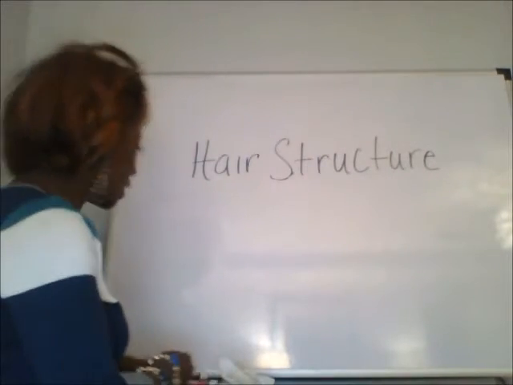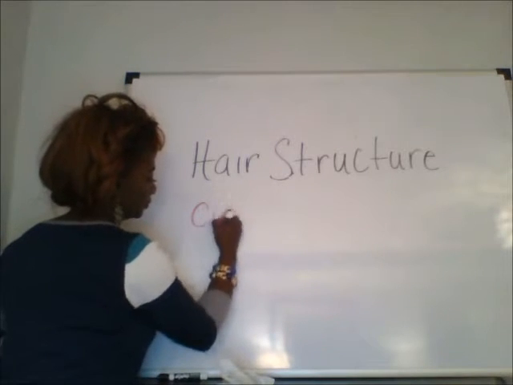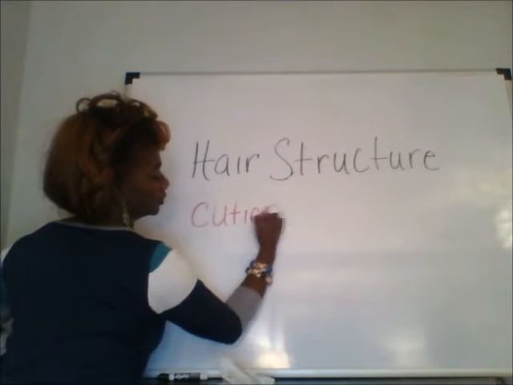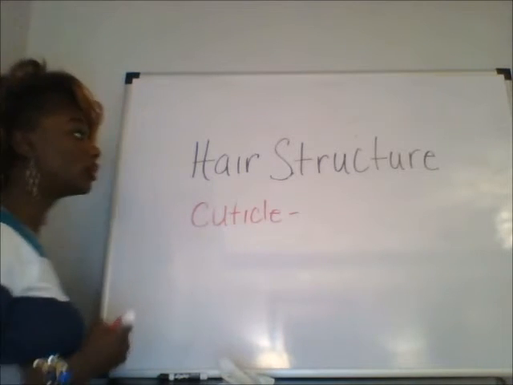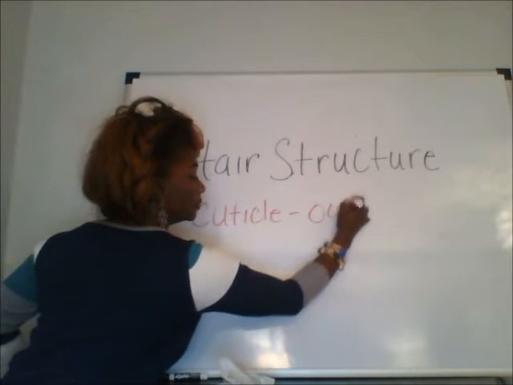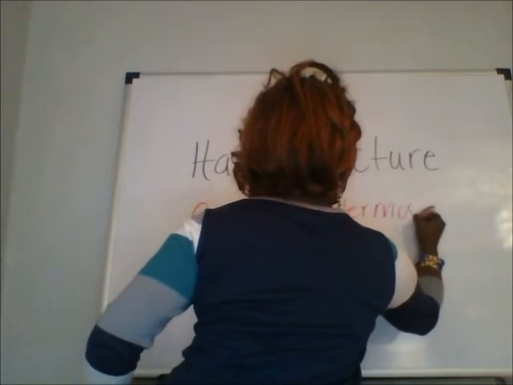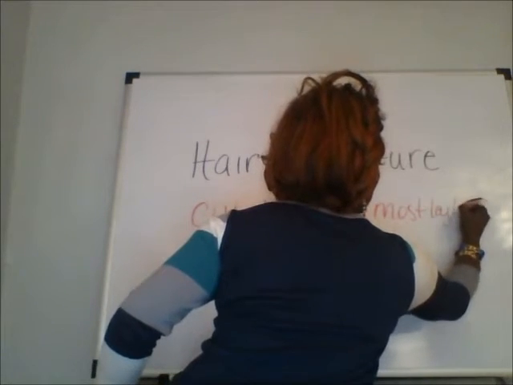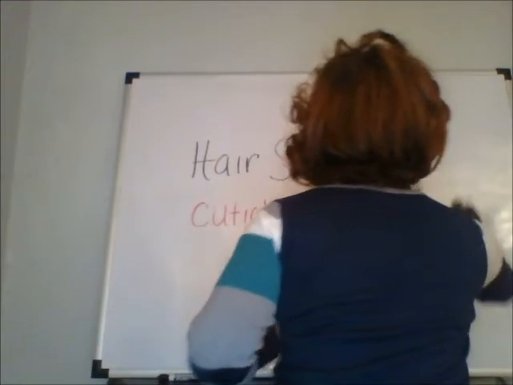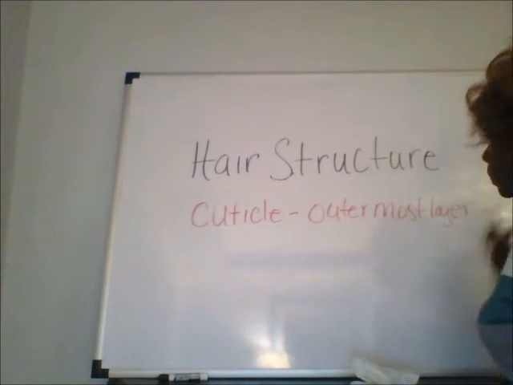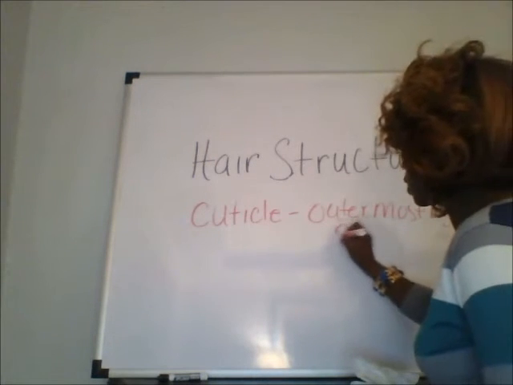And today, class, I am coming to you talking about hair structure. There are three main parts to the hair structure. And the first one we're going to talk about today will be called the cuticle. The cuticle is your outermost layer. And you want to keep this in mind. It's called your protector.